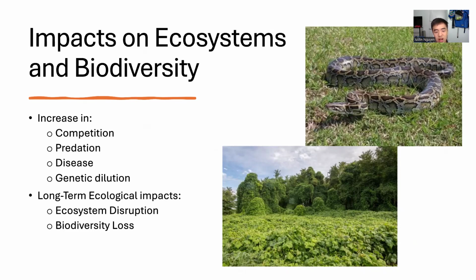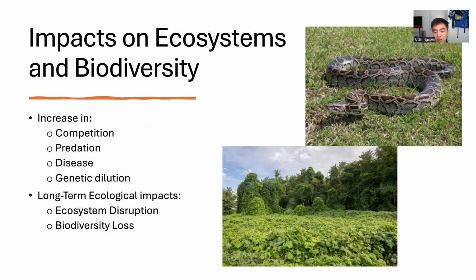And invasive species can also introduce new predators or diseases, further stressing the native population. One major consequence of invasive species is genetic dilution, where the gene pool of native species is weakened through interbreeding. These changes can have long-term impacts such as ecosystem disruption and biodiversity loss. For example, invasive species can change the structure of food webs, and without natural predators, their populations can grow unchecked.